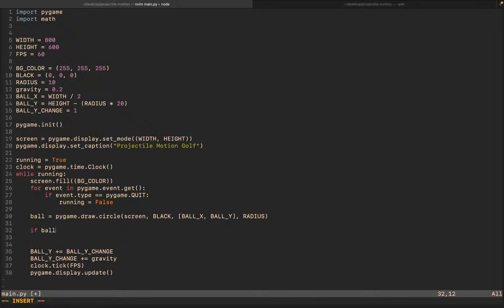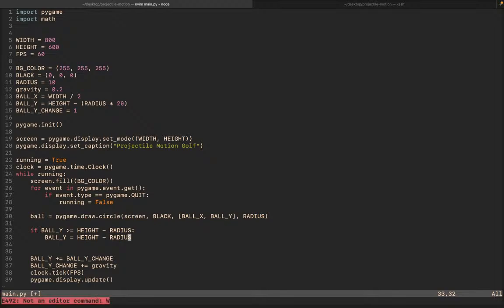So if ball y is okay, so 0 0 is at the top left corner of the screen. So bottom is height. So if ball y is greater than or equal to height minus radius, then I'm going to set ball y to height minus radius. It's as simple as that, really.